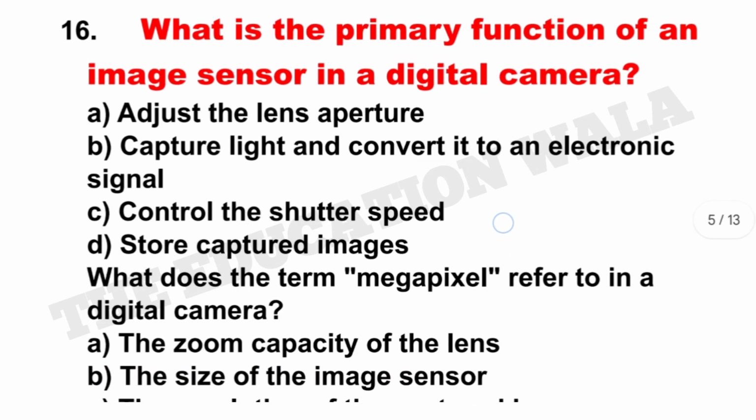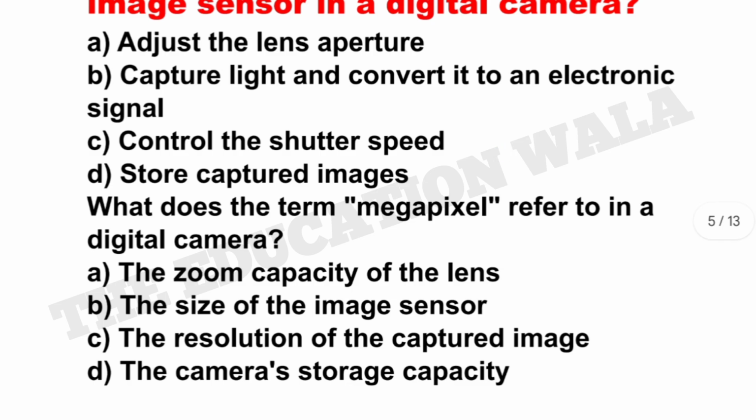Question number 17. What does the term megapixel refer to in a digital camera? Option A, the zoom capacity of the lens. Option B, the size of the image sensor. Option C, the resolution of the captured image. Option D, the camera storage capacity. Right answer is the resolution of the captured image.